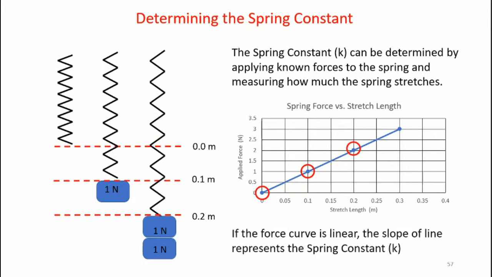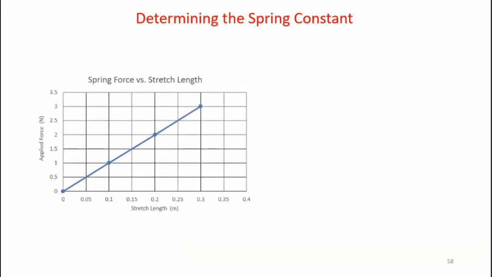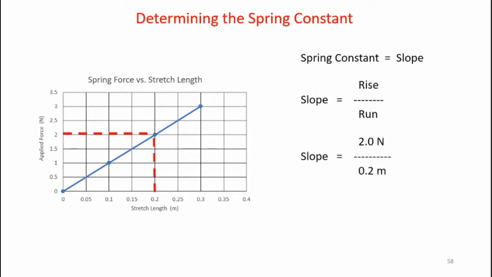Now, if the force curve is linear, the slope of the line represents the spring constant k. Now we can determine the spring constant. That's equal to the slope. Slope is equal to rise over run. We'll pick this point. The slope is equal to 2 newtons divided by 0.2 meters. And the slope is 10 newtons per meter. And that means the spring constant k is 10 newtons per meter.